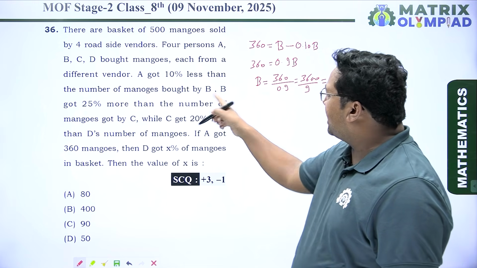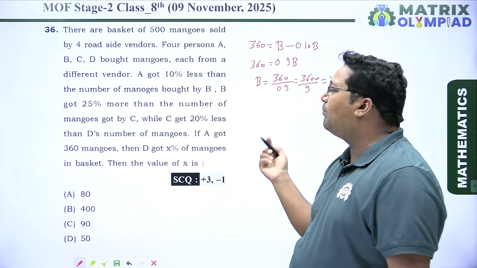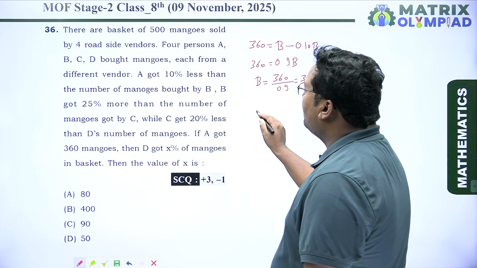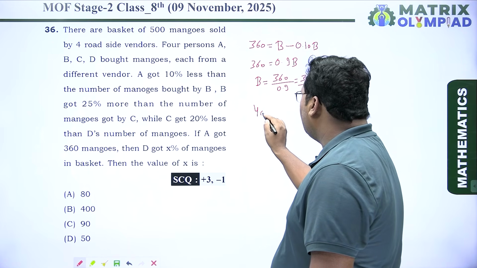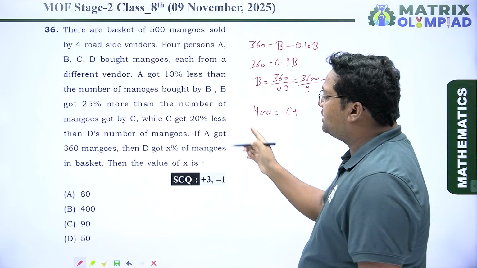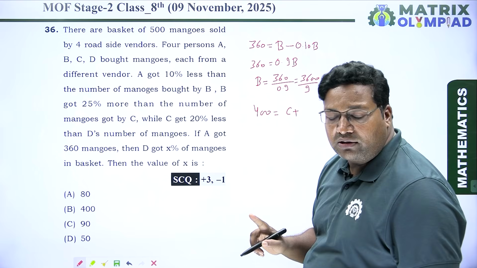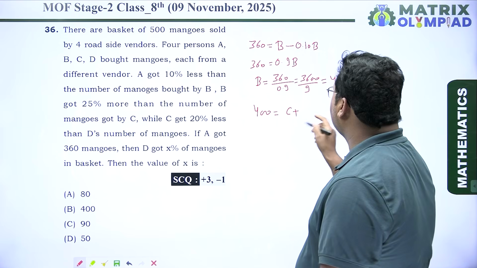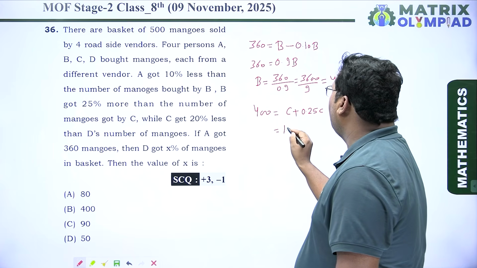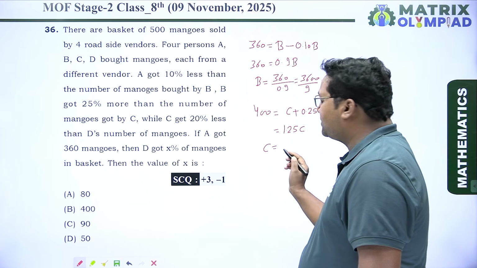Now again the second statement is given: B got 25% more than the number of mangoes got by C. So now we have to find out the value of C. So 400 equals C plus 0.25 C, which is equal to 1.25 C. Now we can get the value of C from this equation.